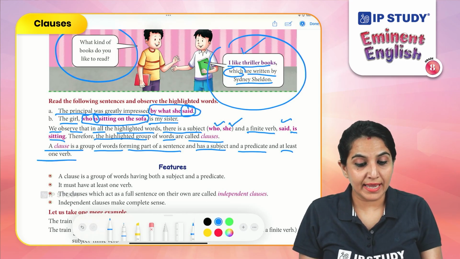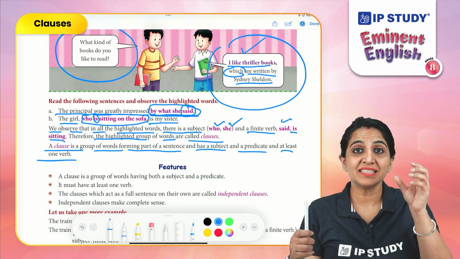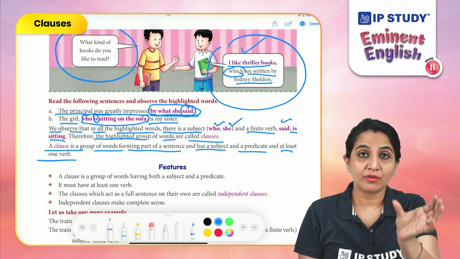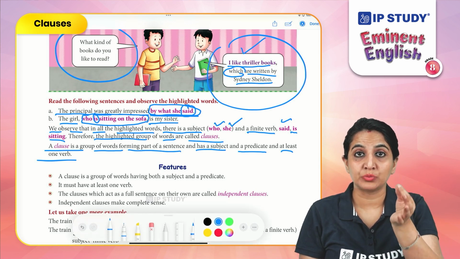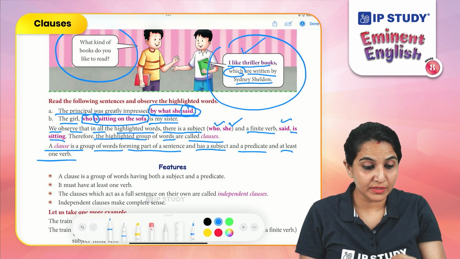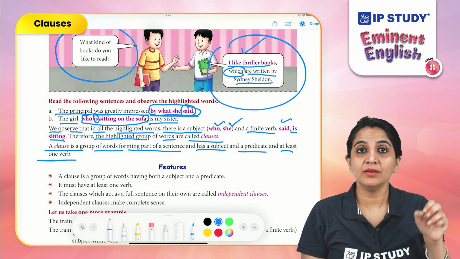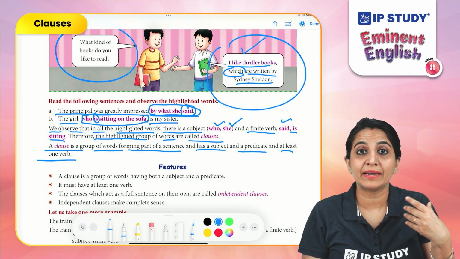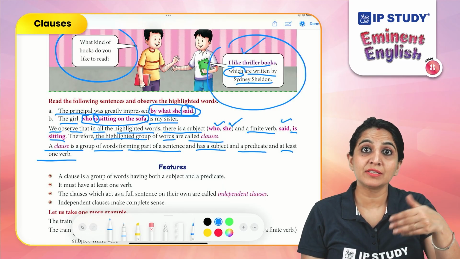That means in this sentence, if we look at just the pink highlighted words, by what she said, this alone is a group of words which has a subject and a finite verb as well. Similarly, who is sitting on the sofa? Again, this has a verb as well as a subject. That means clauses are groups of words which are parts of sentences.